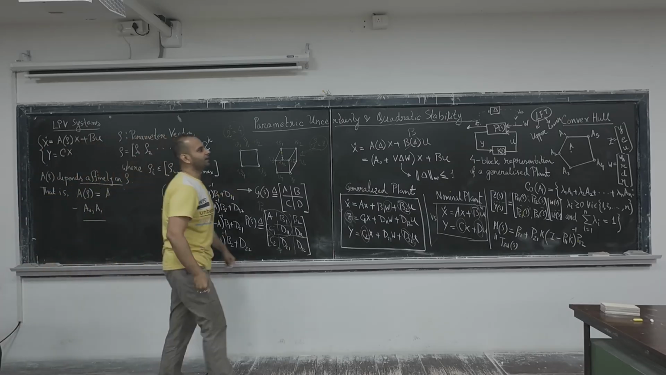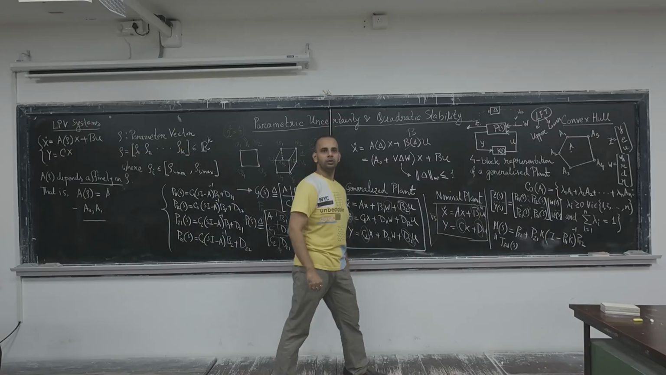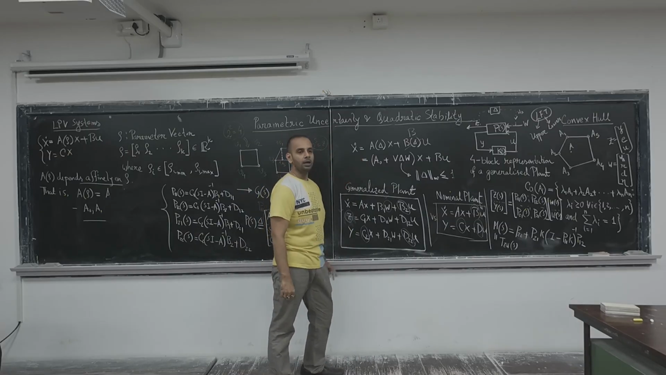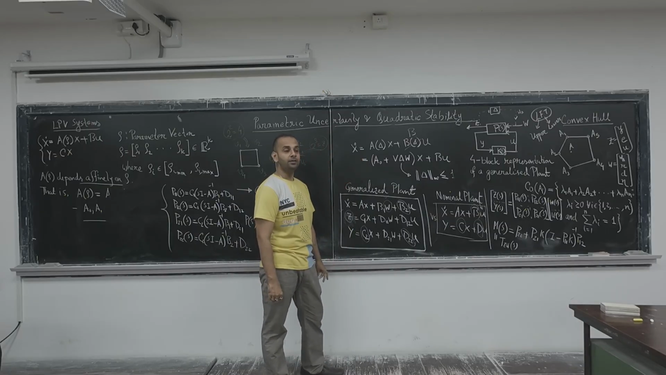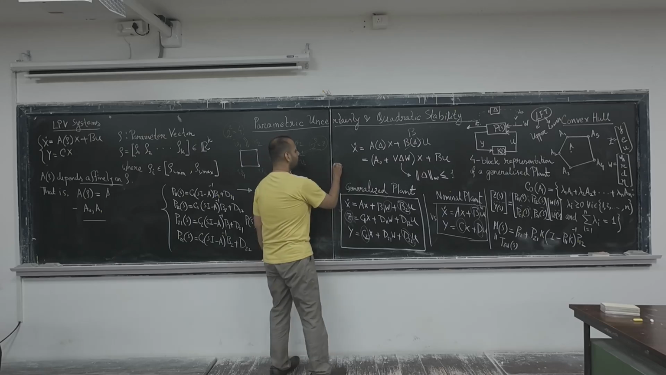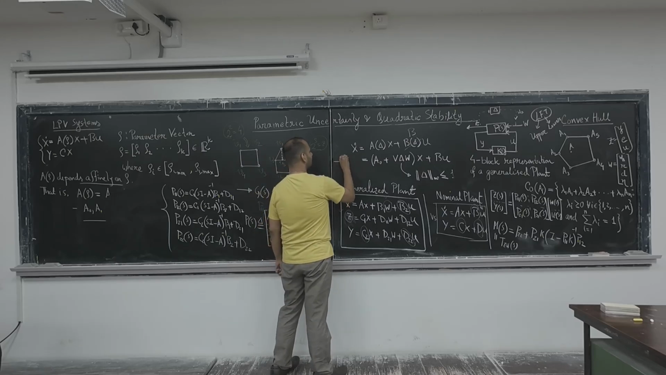Now in which connection I drew all those things, because whatever may be your uncertainty, finally if it is a robust control problem, you have to represent it in the M delta structure.